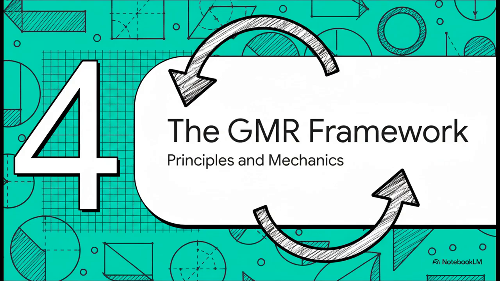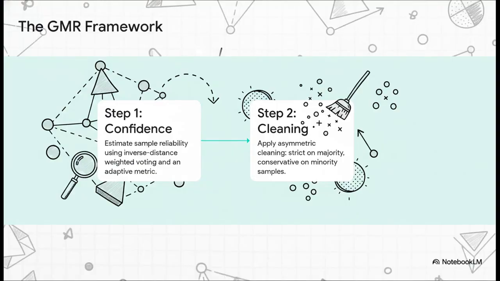Okay, let's break down the two main contributions of the GMR framework, its confidence estimation and its cleaning strategy. The framework really operates as a two-stage process. It starts with this robust geometry-aware confidence estimation, and that estimation then informs a cost-sensitive, asymmetric cleaning strategy. It's a really elegant flow.